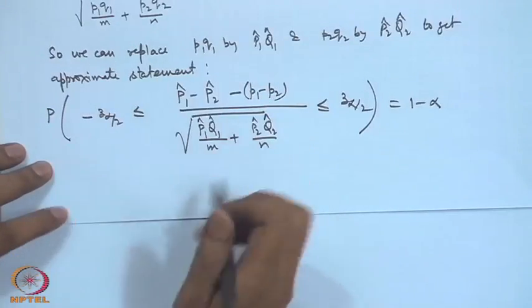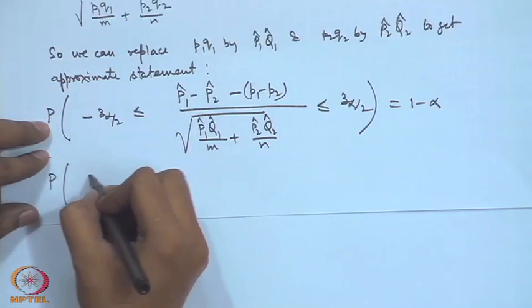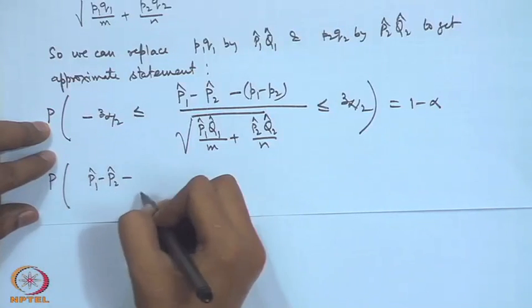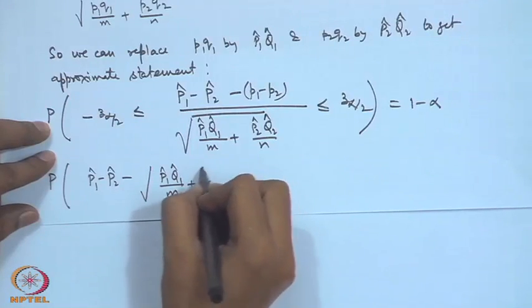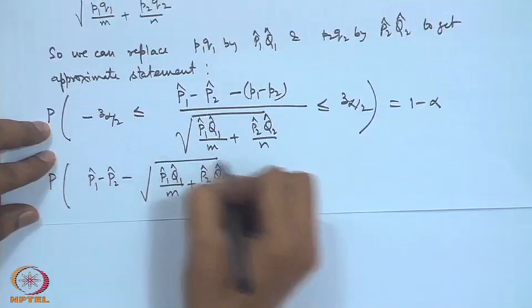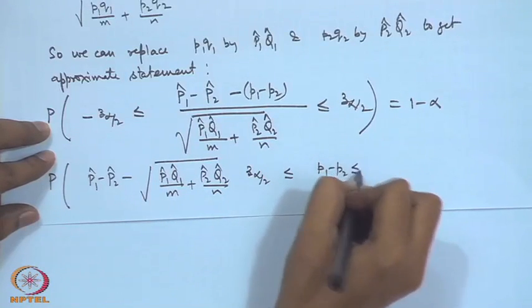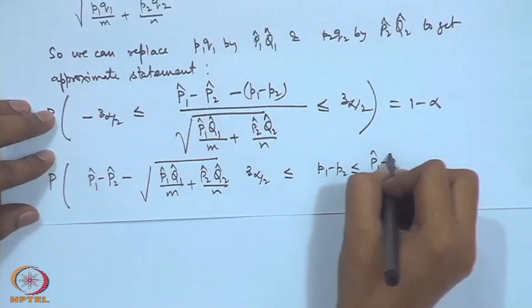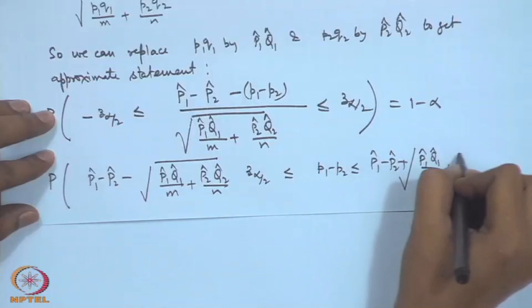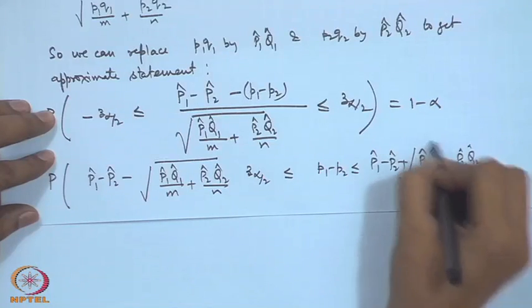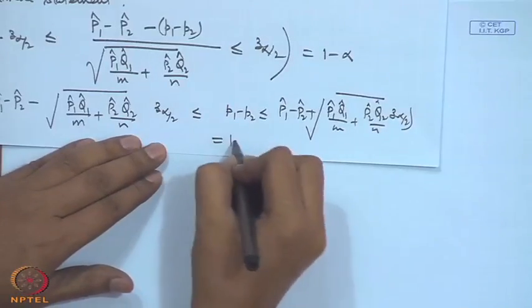So, once again as before we can simplify. So, we can write probability of P1 hat minus P2 hat minus square root P1 hat Q1 hat by m plus P2 hat Q2 hat by n times z alpha by 2 less than or equal to P1 minus P2 less than or equal to P1 hat minus P2 hat plus square root P1 hat Q1 hat by m plus P2 hat Q2 hat by n times z alpha by 2, that is equal to 1 minus alpha.